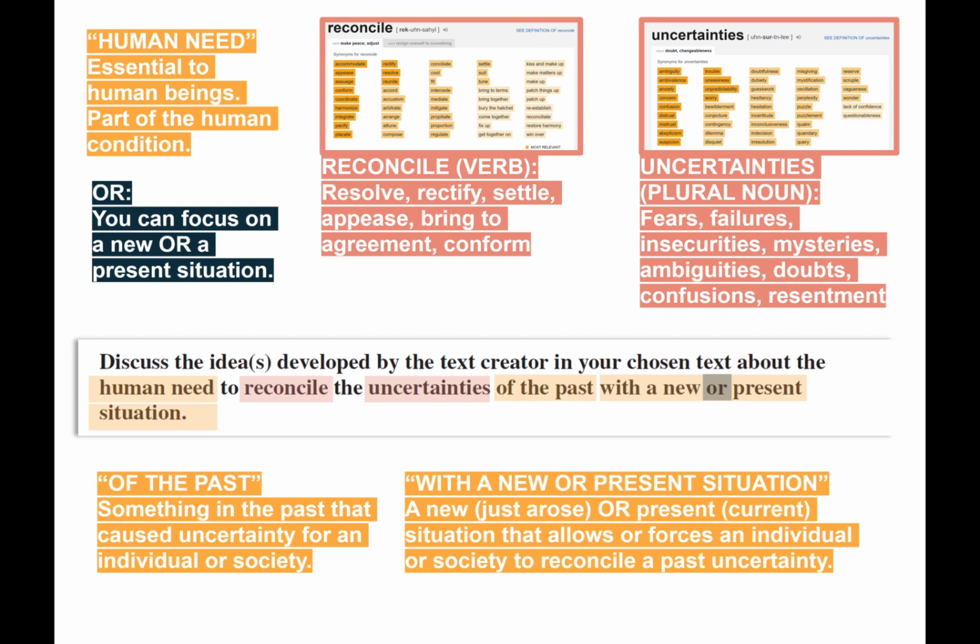So I went online, and as you can see in the top right-hand corner of the screen, I recorded definitions that I found on thesaurus.com. You could use any thesaurus or dictionary to do this.